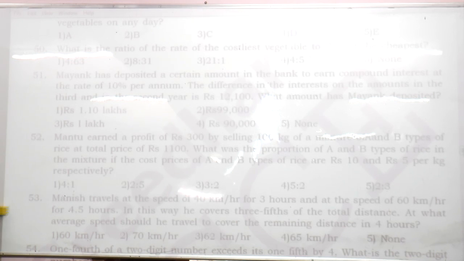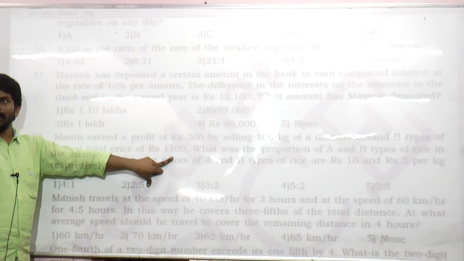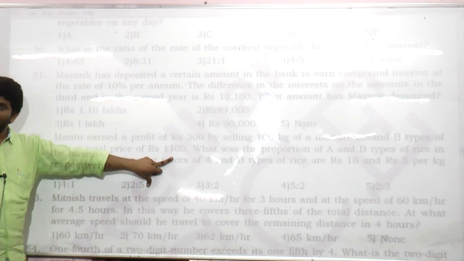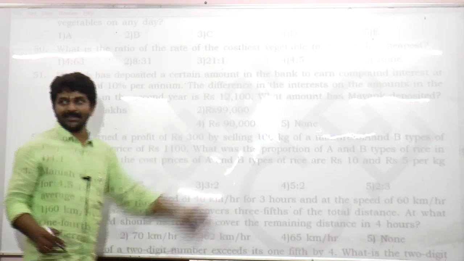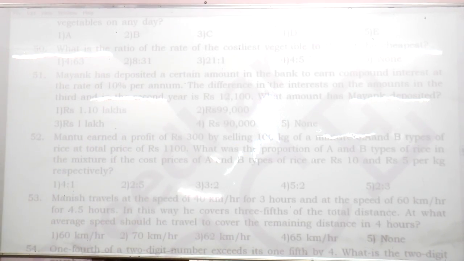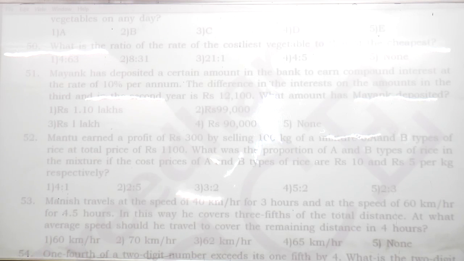How much profit he made? 300 out of 1100. Then what exactly is the cost price? 800. By selling 100 kgs, he will get 800 rupees. So each kg costs 8 rupees. A type cost is 10 rupees, B type is 5 rupees, mixture cost 8 rupees per kg. Go for alligation, difference 3:2, ratio is 3:2.